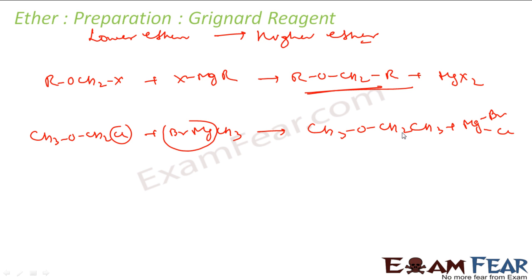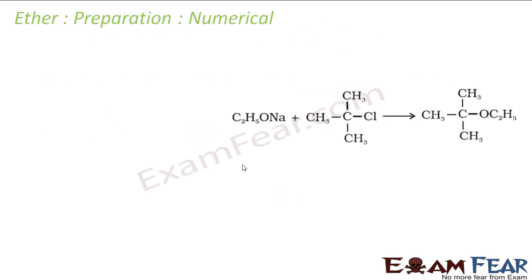I won't go through the reaction mechanism because we have seen so many Grignard reagent reactions, pretty easy. This carbon will have a slightly negative charge, and this whole thing will have a slightly positive charge. So this will attack this carbon and the chlorine will come out. So it's again a nucleophilic substitution.